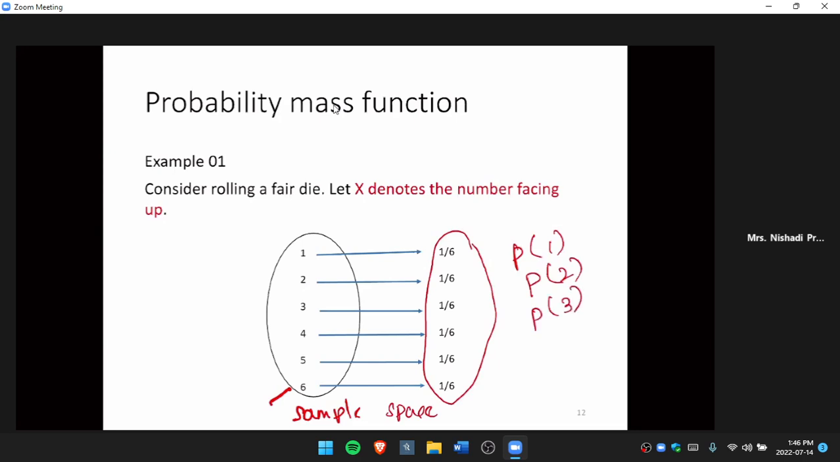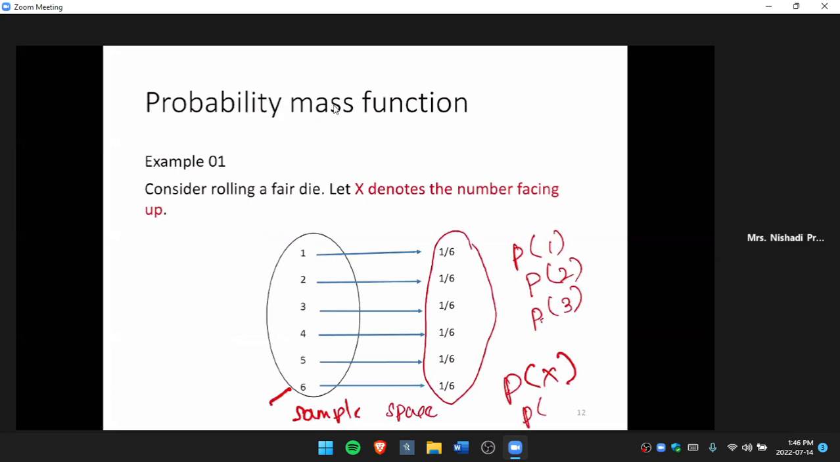Okay, so this P means probability. Now we are going to find a probability mass function for this experiment. After finding the probability mass function, what we have to do is substitute the value of the random variable.